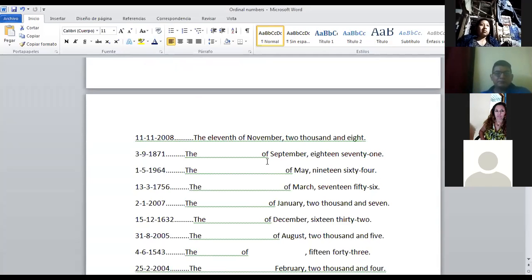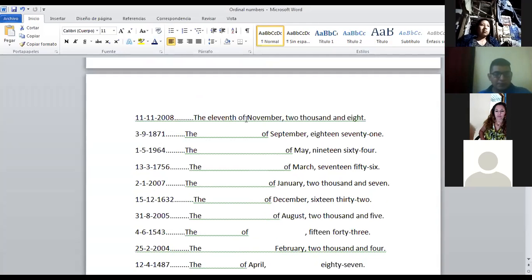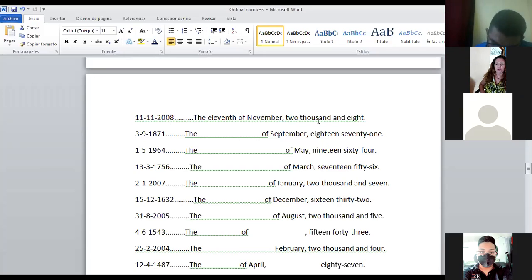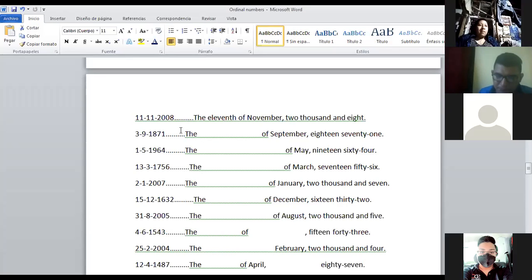Now, look, the next exercise. So this is the 11th of November, 2008, complete. The 11th of November, 2008. Is that clear? Now, remember, the 11th of November, 2008. Now, the third of September, 1871. And look, the years.